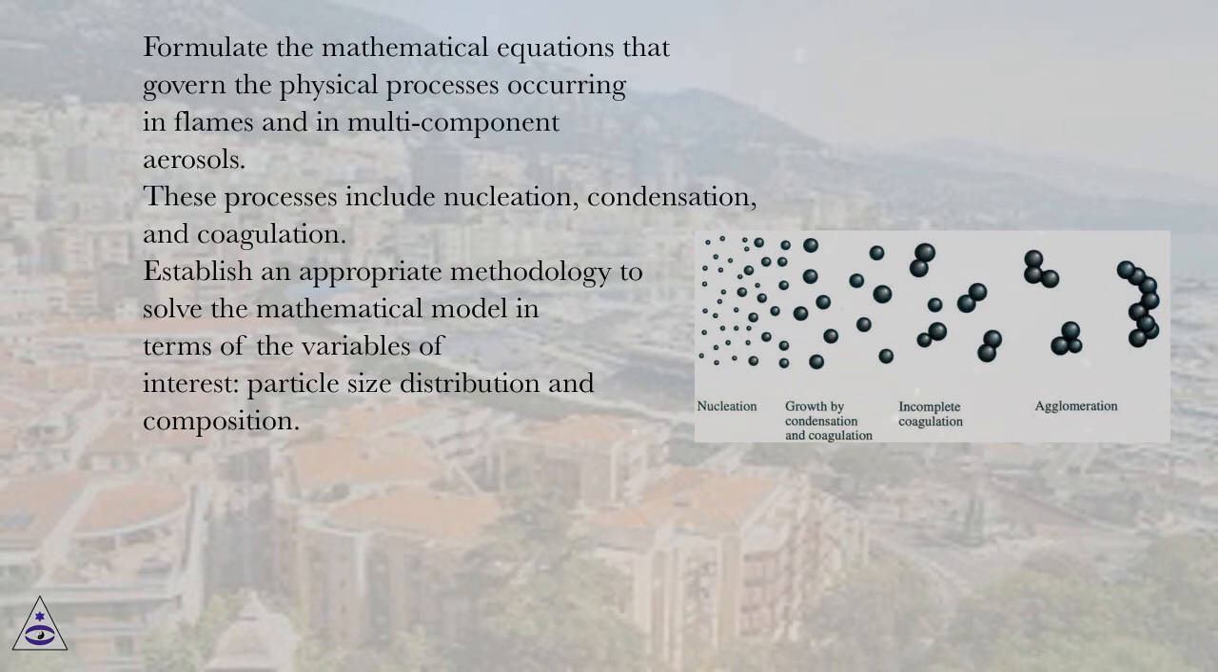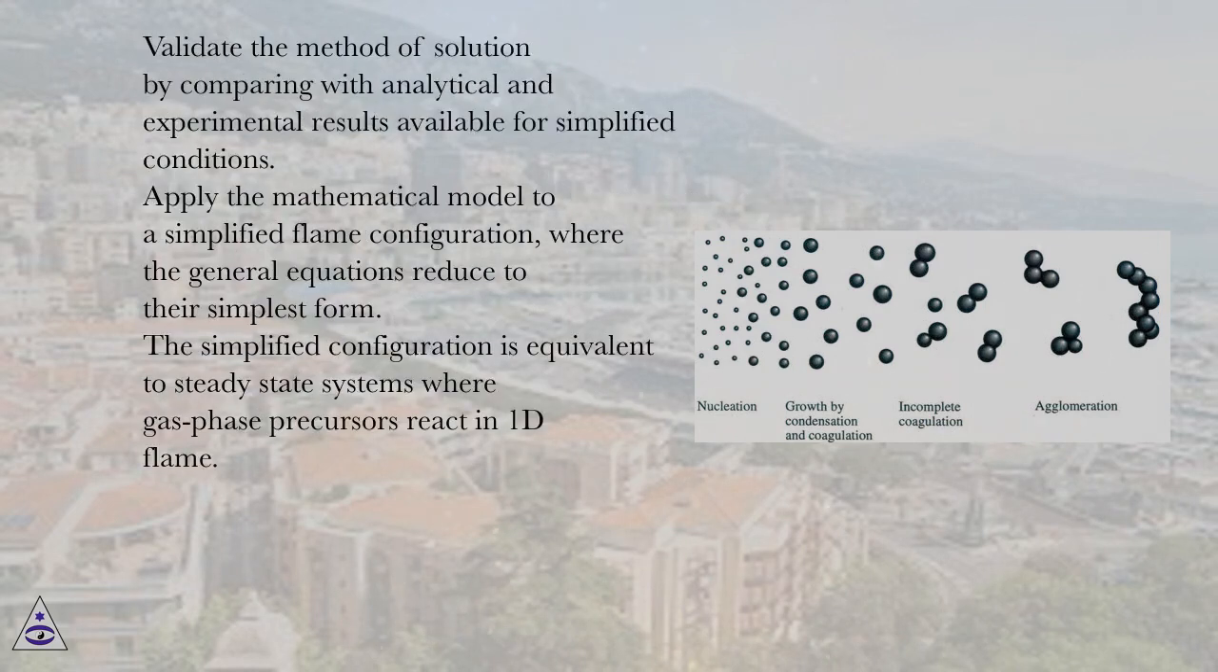Establish an appropriate methodology to solve the mathematical model in terms of the variables of interest, particle size distribution and composition. Validate the method of solution by comparing with analytical and experimental results available for simplified conditions. Apply the mathematical model to a simplified flame configuration, where the general equations reduce to their simplest form. The simplified configuration is equivalent to steady-state systems where gas phase precursors react in 1D flame.